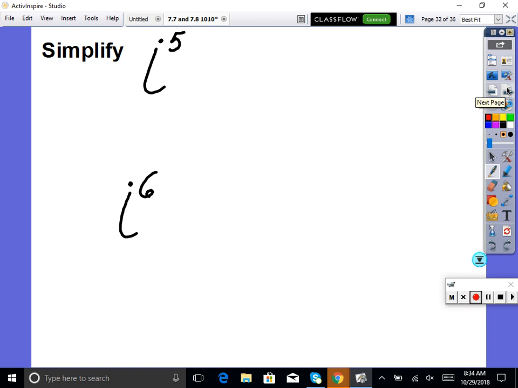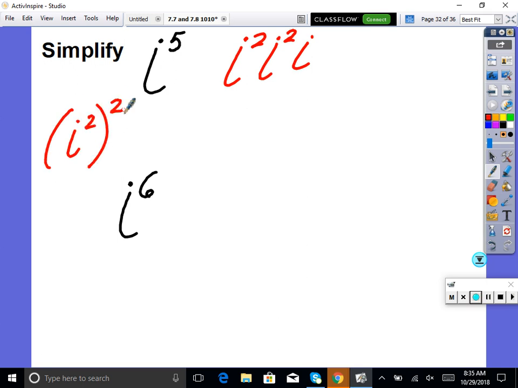i to the fifth. We just want to get them all in terms of i to the first or i squared. Rewrite it. So how could I rewrite this one? There's many different ways. i squared, i. Does everybody see why he said that? That is one way of doing it. True. Wouldn't it also have been true to say i squared times i?